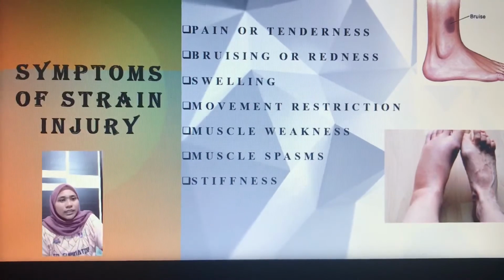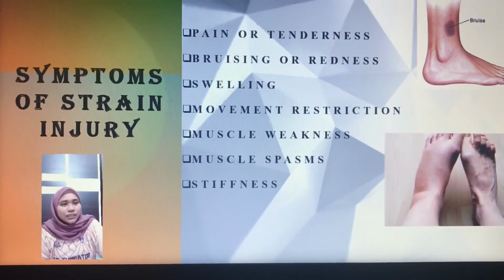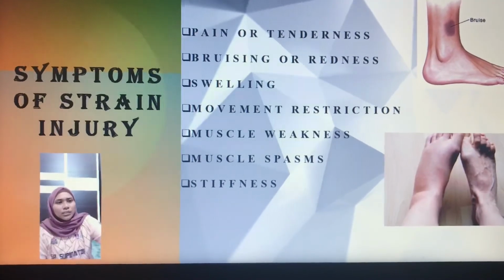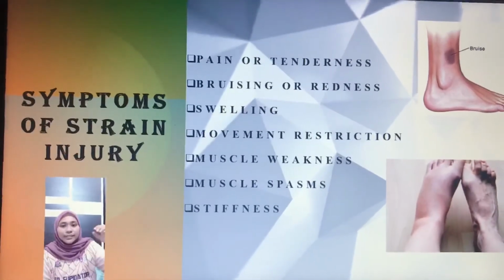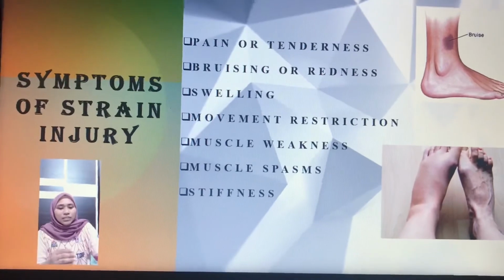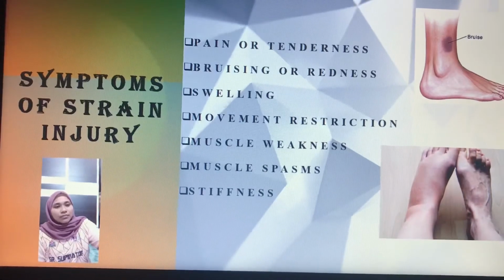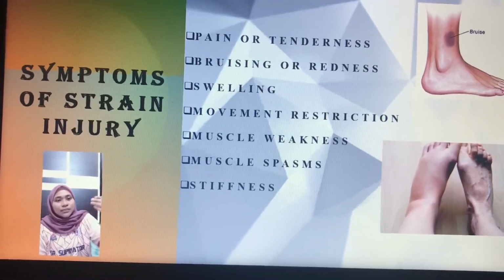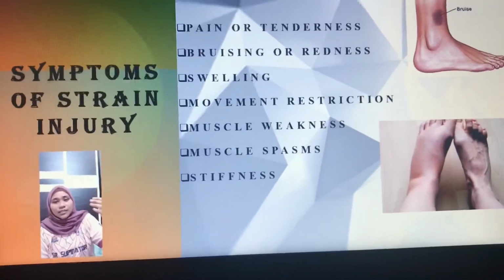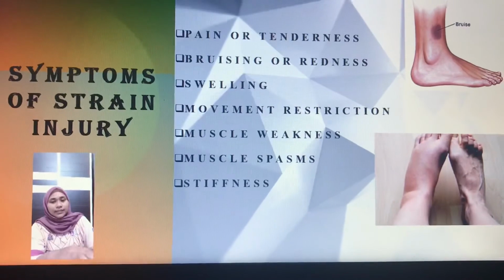Okay, next is movement restriction, or limited motion. Okay, muscle weakness, muscle spasm, and also stiffness. I think muscle weakness, muscle spasm, and stiffness are a little similar. It's not really similar. In a mild strain, a torn muscle may feel slightly stiff, but still flexible enough for use. Or a severe muscle strain is when the muscle is severely torn. This results in pain and very limited movement. Okay, next.